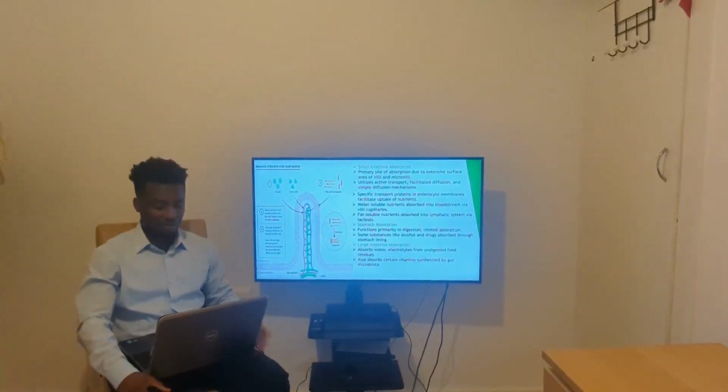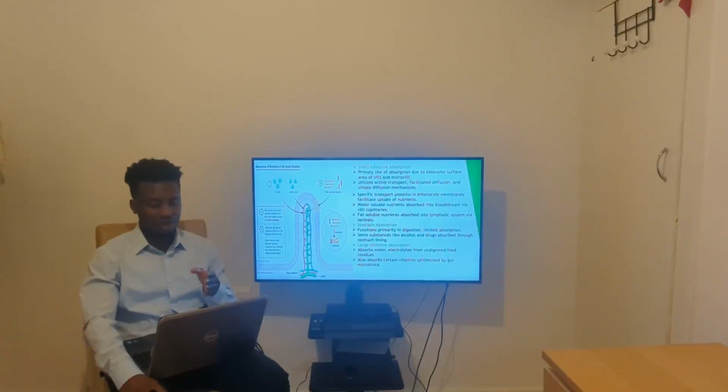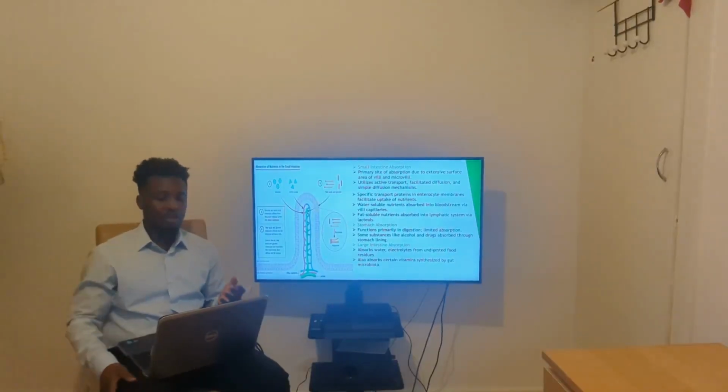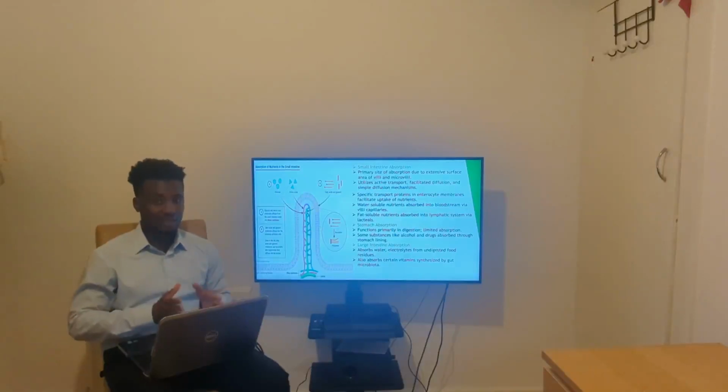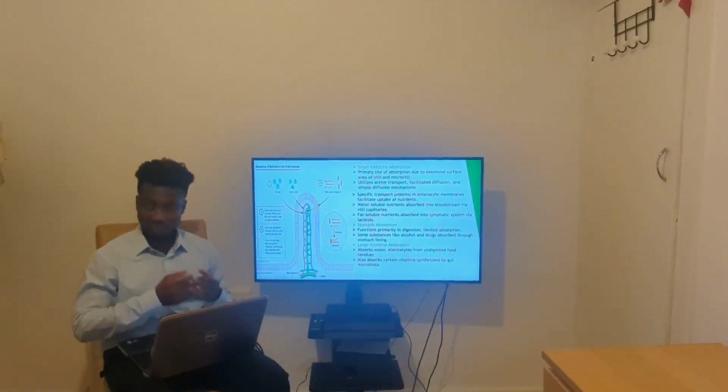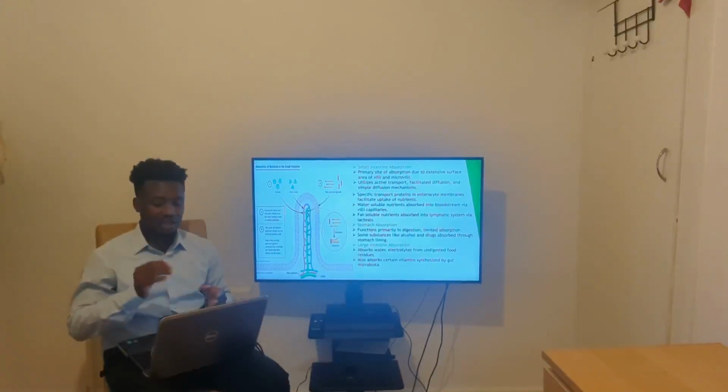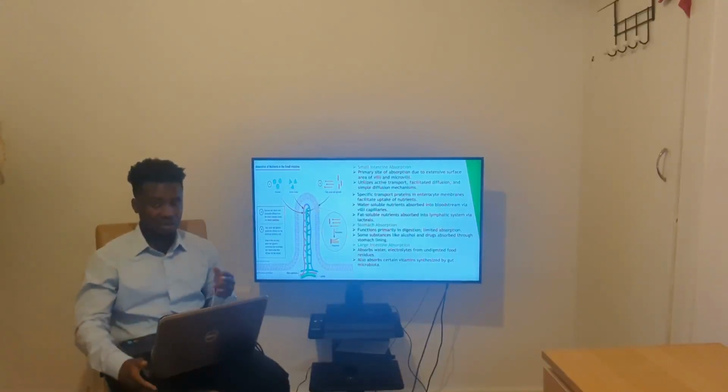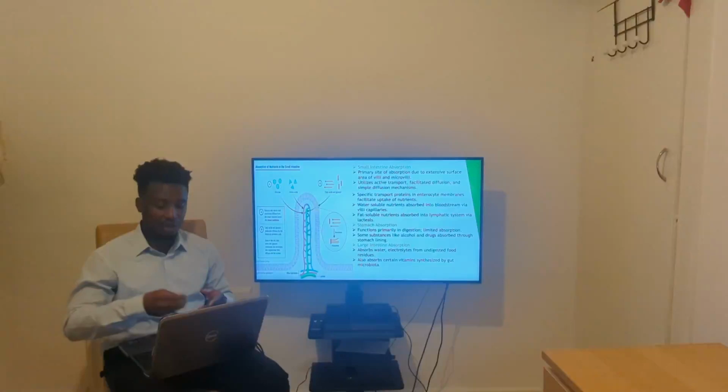Now the small intestine absorption process. It is the primary site of absorption, through the extensive surface area of villi and microvilli, and it uses active transport and facilitated diffusion mechanisms. There are specific transport proteins in enterocyte membranes, and they help with the uptake of nutrients. Water-soluble nutrients are absorbed into our bloodstream through the villi capillaries. Fat-soluble nutrients are absorbed through the lymphatic system through lacteals.